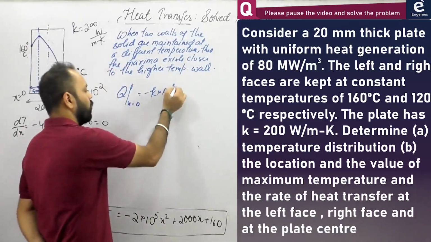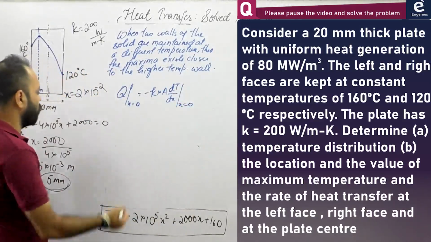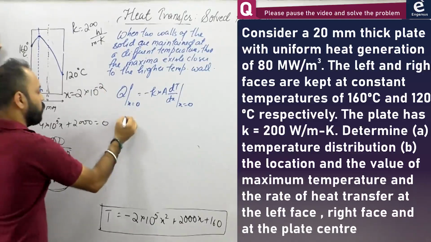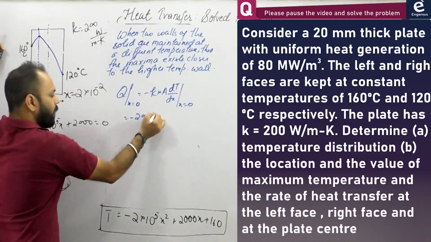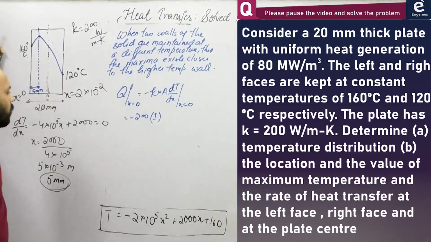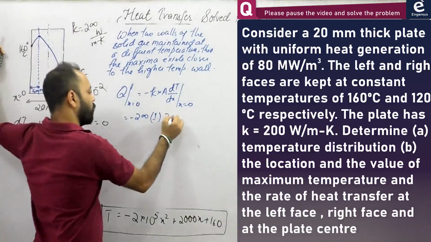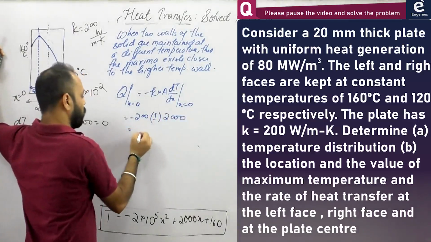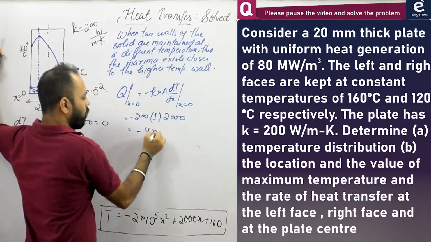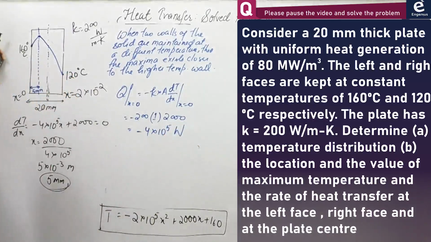Minus K A dT by dx at x is equal to 0. That is the meaning of Q at x is equal to 0. So minus K, what is minus K? Minus K is minus 200. I am deliberately taking area to be 1. Then I'll take it everywhere. My answer will be for unit area, don't worry. So minus 200 into 1. And what is dT by dx at x is equal to 0? Put x is equal to 0 here, it will be 2000. So that becomes negative 4 into 10 raised to the power 5 watt, correct? Watt per meter per Kelvin, so 2000 Kelvin.